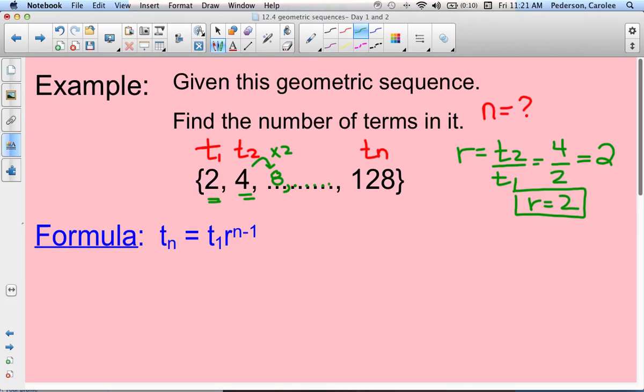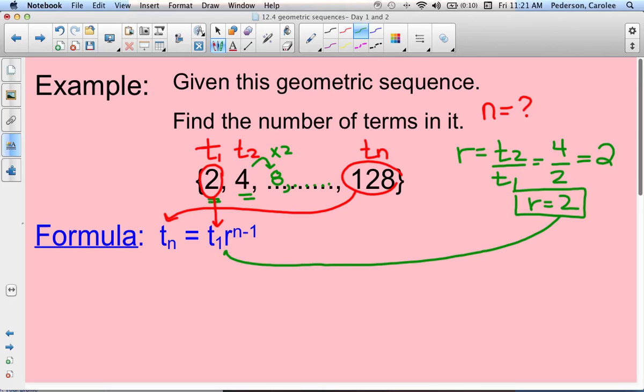Well, this could take us quite a while. So instead we're going to use the explicit formula that is below. And we're going to substitute in the three pieces. T sub 1 is 2. T sub n is our last term in our sequence. And then our common ratio we just found to be 2. And what we're going to do is solve for n.